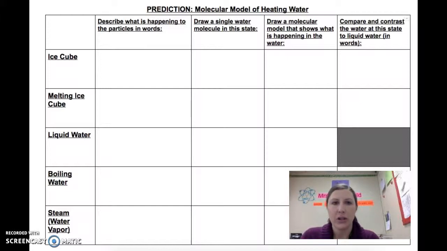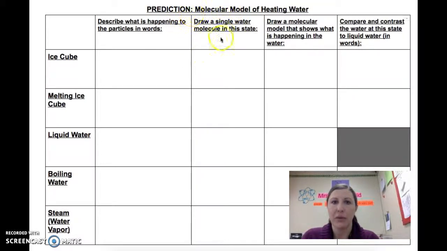So today what you're going to do is make a prediction. This is a prediction, and that means that there are no right or wrong answers. It's what you think. And this prediction is going to be a molecular model. So that means you're actually going to be drawing and describing what's happening to the water molecules while they're being heated. Because it's molecular, you actually have to draw molecules.